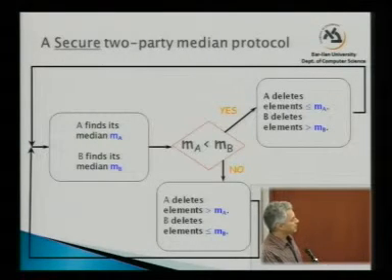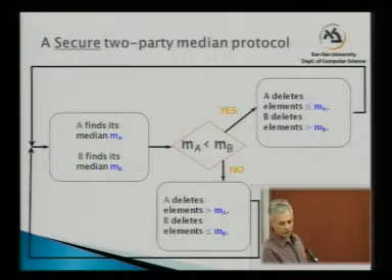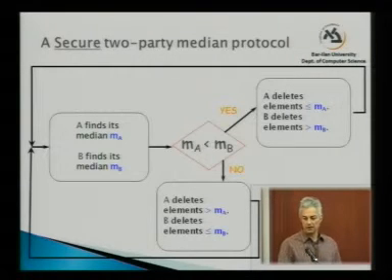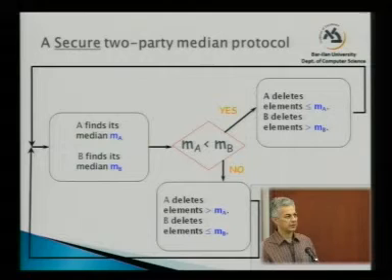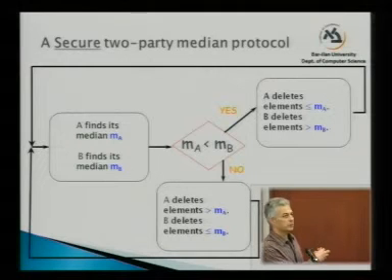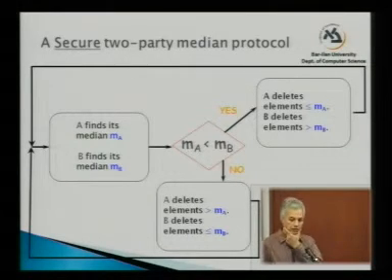This is another way of showing this protocol. So each party finds its median. They compare the medians. If Alice's median is smaller than Bob's, she throws all items smaller than her median, and Bob throws the items larger than his median. Otherwise, they do the opposite, and they do it again. So that's the protocol. This is the insecure protocol.